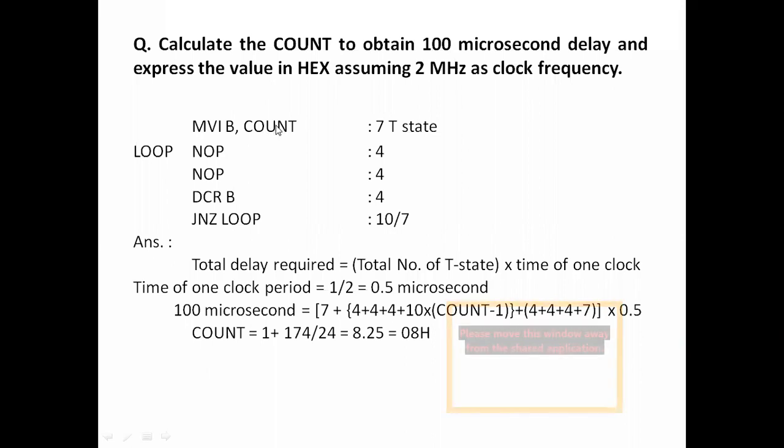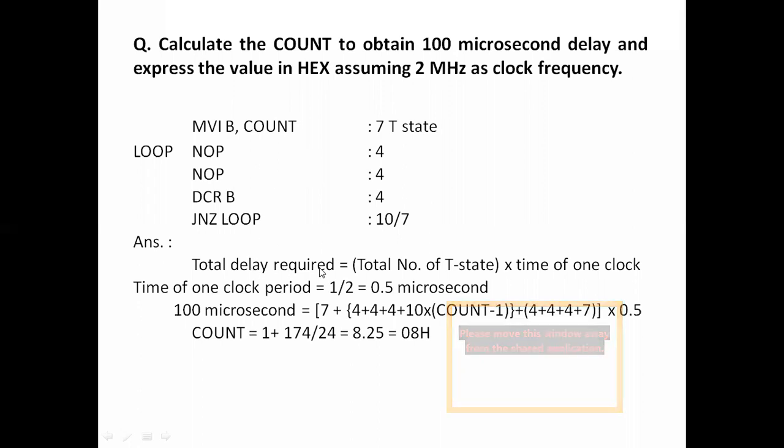Since we are making the requirement in microseconds, we will be using a single 8-bit register to load the count value. So the count will be loaded into the B register with MVI B, count. And then we will be using a simple no operation, which will be consuming 4 T states, then decrementing the content of B, and then jump on non-zero to loop. So it will be creating a loop.